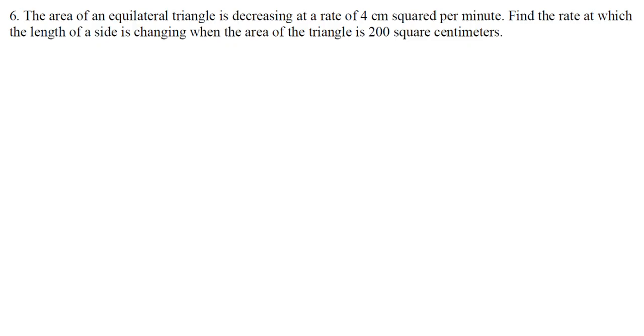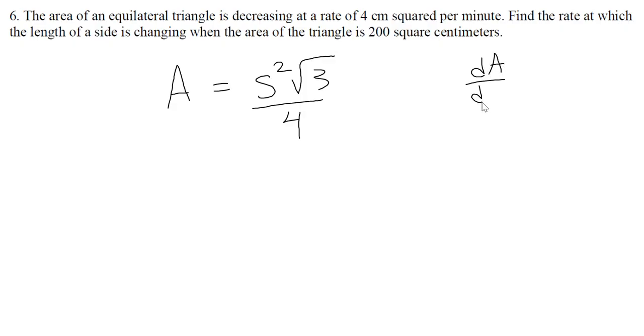Okay, for our next one here, we've got the area of an equilateral triangle decreasing at a rate of 4 centimeters squared per minute. So first, we're just going to write out what's the area of an equilateral triangle. Well, we know that now. It's s squared root 3 over 4. And the area is decreasing. dA dt is negative 4.